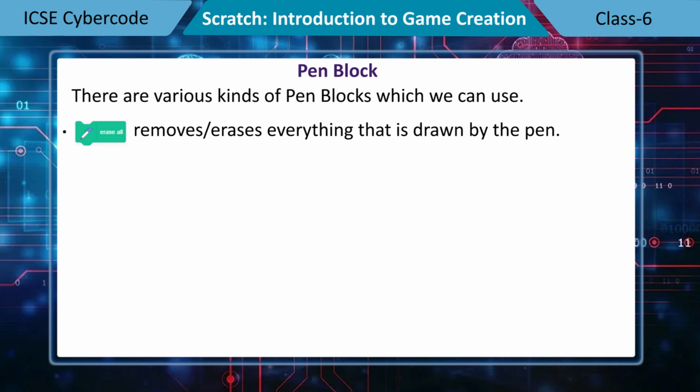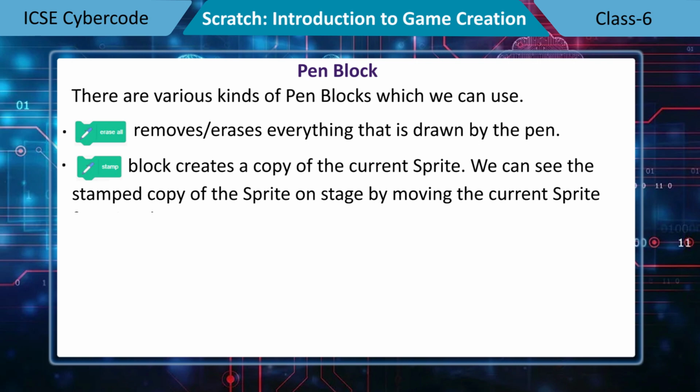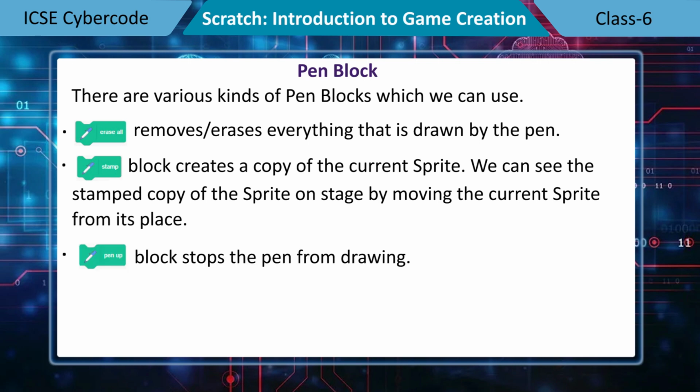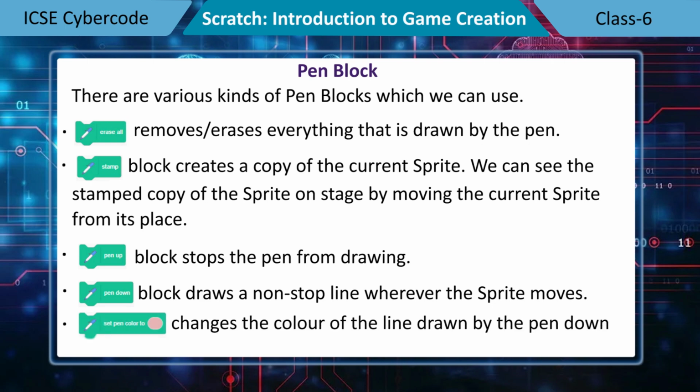Erase All erases everything that is drawn by the pen. Stamp block creates a copy of the current sprite. We can see the stamped copy of the sprite on stage by moving the current sprite from its place. Pen up block stops the pen from drawing. Pen down block draws a non-stop line wherever the sprite moves. Set pen color to changes the color of the line drawn by the pen down block.